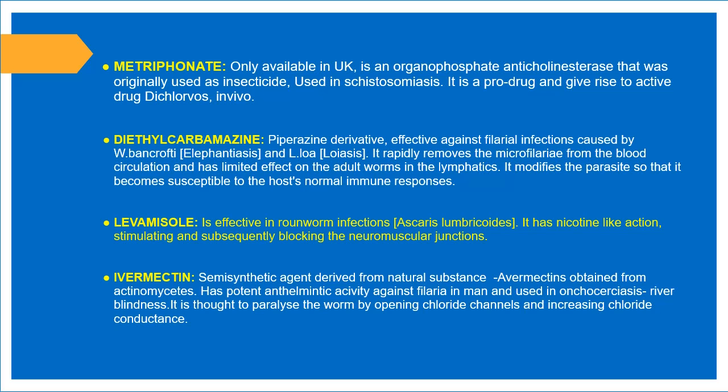Now, schistosomiasis is a condition wherein the parasite, either Schistosoma haematobium or Schistosoma mansoni or japonicum, is a freshwater parasite. The freshwater gets contaminated with animal or human feces, and the parasite penetrates the human skin to enter the bloodstream. So this is how the infection takes place. This condition is called schistosomiasis. Now this drug is a prodrug and gives rise to an active drug called dichlorvos in vivo.